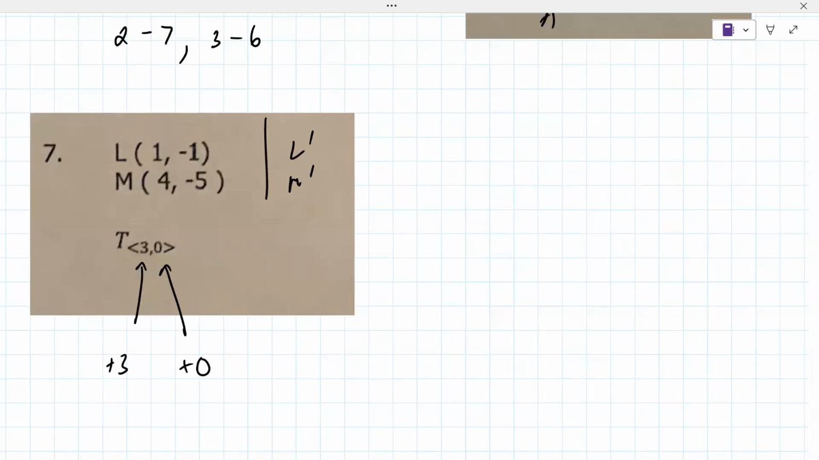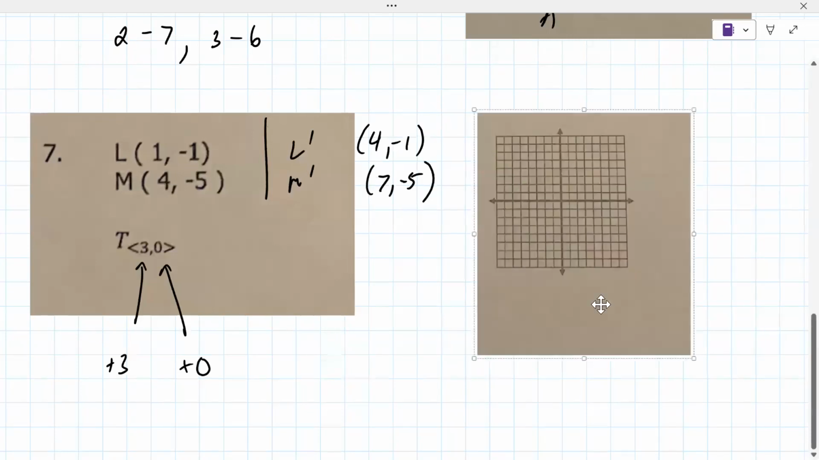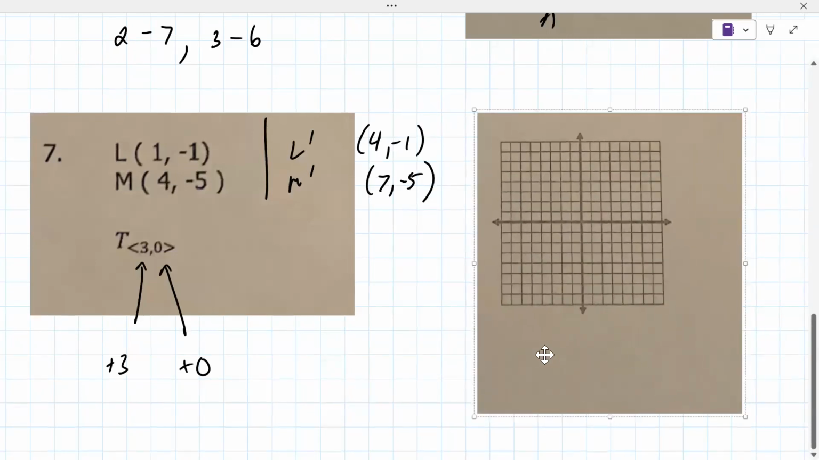Uh, 4, -1 and 7, -5. So these are just moved directly to the right. Could you try graphing them on your paper first, and then I will graph them to follow? Sure.